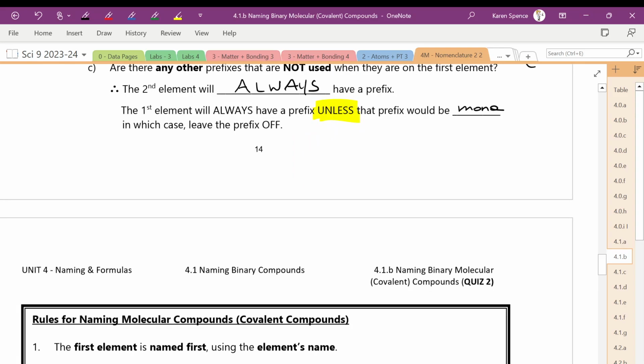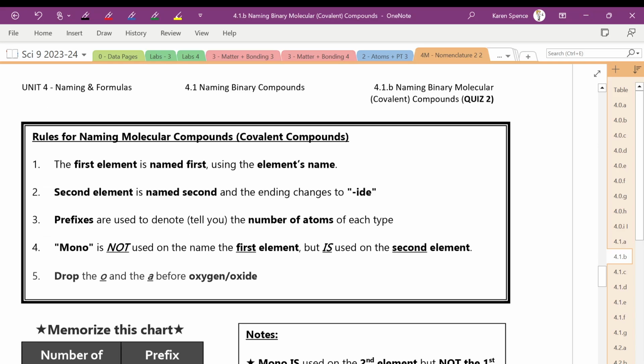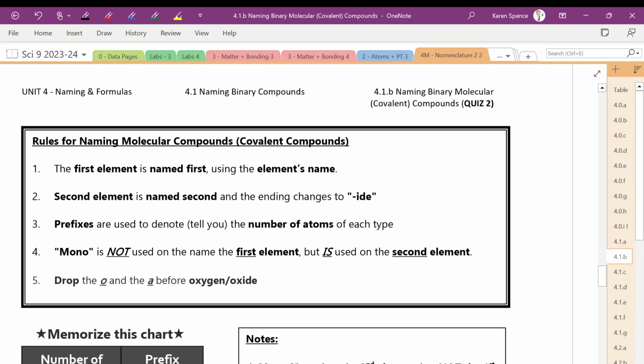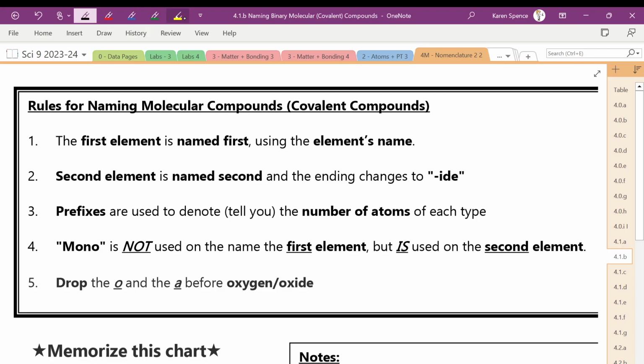So the next page just has all the rules I've told you. They're just summarized there. So if you need to look back, you can say, oh, I named the first element using the element's name. The second element we changed to "-ide." Prefixes tell you the number of atoms. Mono is not used on the first element, but it is used on the second element, and you drop the O and the A before oxygen or oxide. So those are the rules.